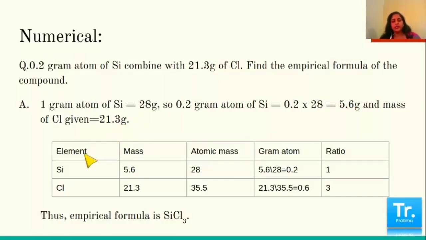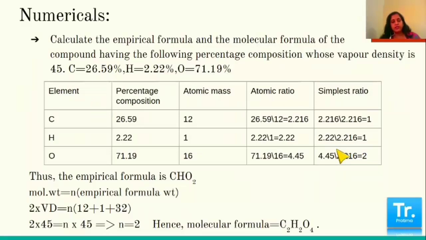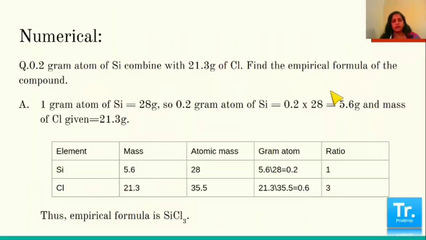So here comes the table: element, mass, atomic mass, gram atom, and ratio. In the previous one it was element, percentage composition, atomic mass, atomic ratio, and simplest ratio. Here it is element, mass, atomic mass, gram atom, and ratio, that is the simplest ratio. So the elements are silicon and chlorine. So the mass is 5.6. We calculated it just now. 21.3 was given to us.